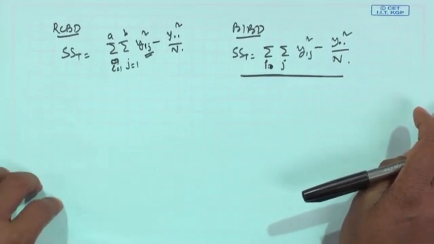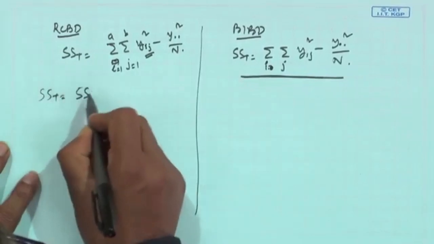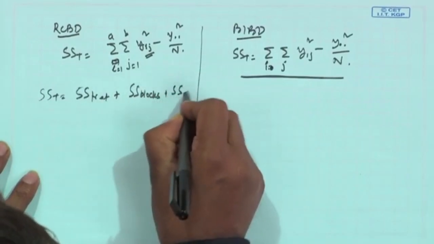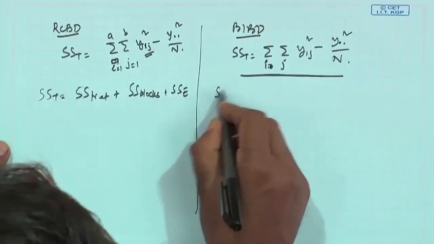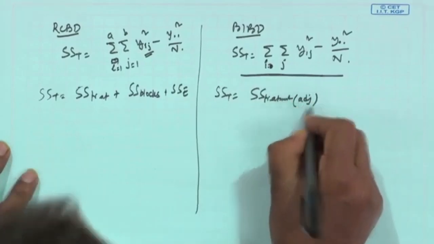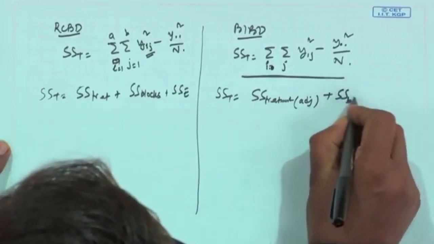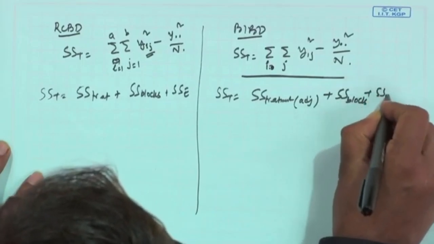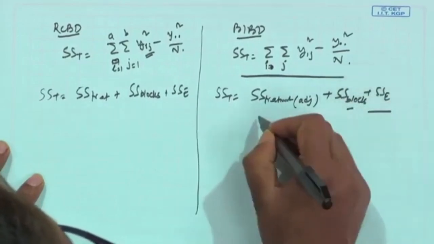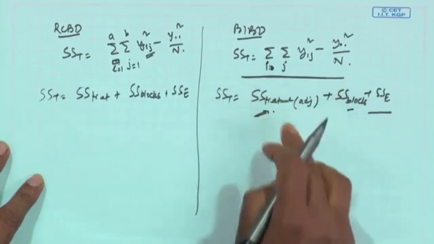Now, in RCBD we have written SST equal to SS treatment plus SS blocks plus SS error. Here we will write SST equal to SS treatment, adjusted because there are missing values, plus SS blocks, whatever we got, plus SSE. SS block is not adjusted because we want to block, and we adjust SS treatment so that we get the actual contribution of treatment.